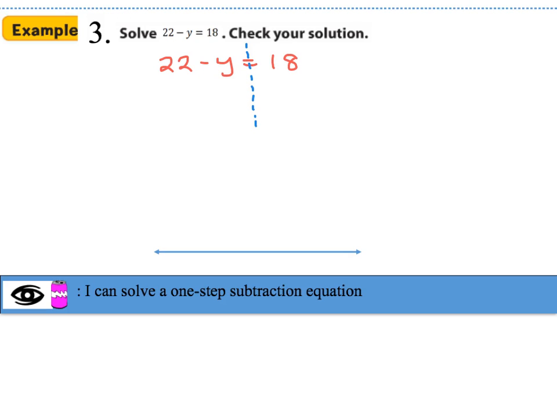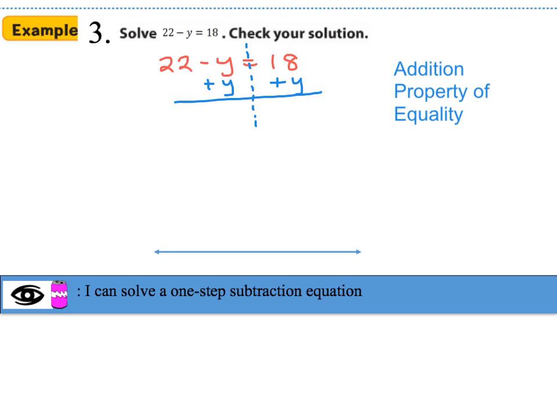Anytime that your variable has a negative sign next to it, let's get rid of that negative sign by doing the opposite of minus y. So if I want to do the opposite of minus y, I have to add y to both sides. This is an example of the addition property of equality. So notice on the left hand side, negative y plus y, that's going to go away, and 22 will be by itself, equal to 18 plus y.